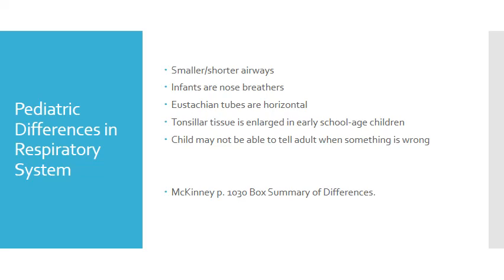I missed the tonsillar tissue. So tonsillar tissue is enlarged in children that are usually about 4 to 7 years old, and this can cause obstruction for them. But as we start to age and we move past that 4 to 7 age group, our tonsillar tissue actually starts to decrease in size. This is a normal part of aging. That's why you don't see tonsillitis quite as often in that higher school age, middle school age children and older.